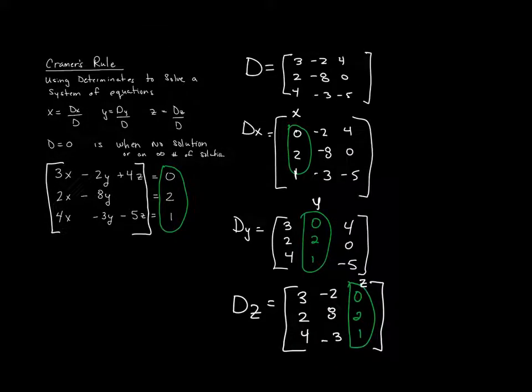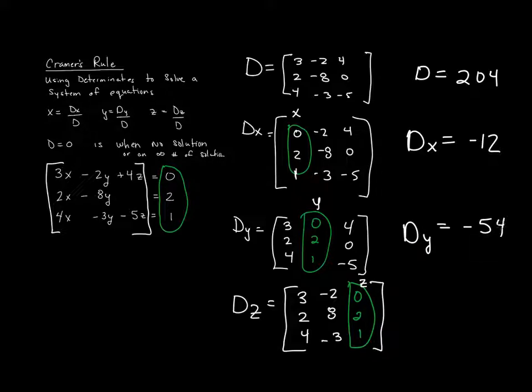So at this point in time, I'm going to tell you to go ahead and either calculate by hand or use your calculator to find all of these different determinants. This is a matter of time for this one. If I go through and do that, I find that the determinant of D is equal to 204. The determinant of the Dx matrix is equal to negative 12. Dy is equal to negative 54. And Dz is equal to negative 18.